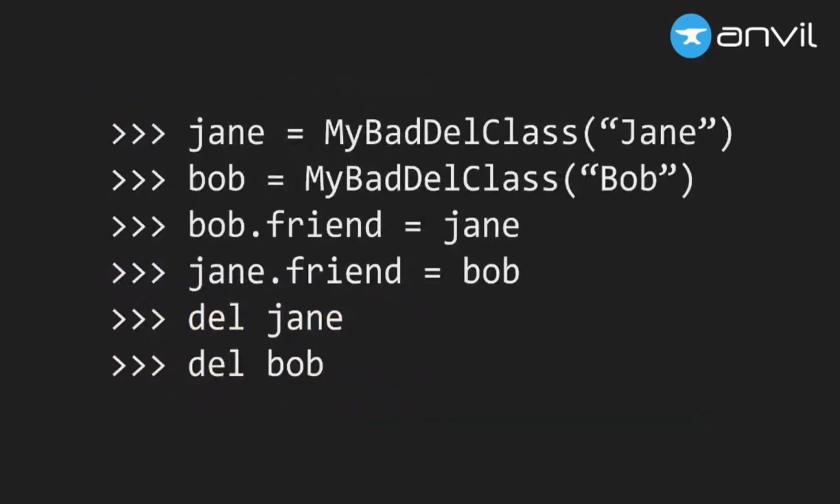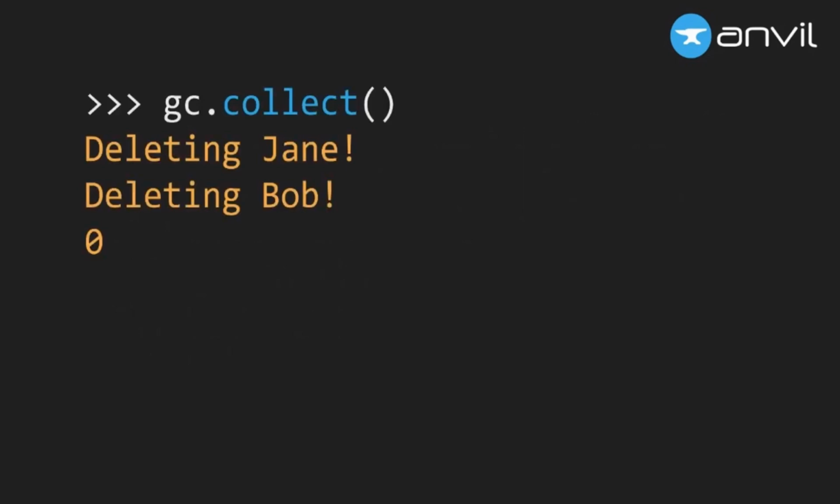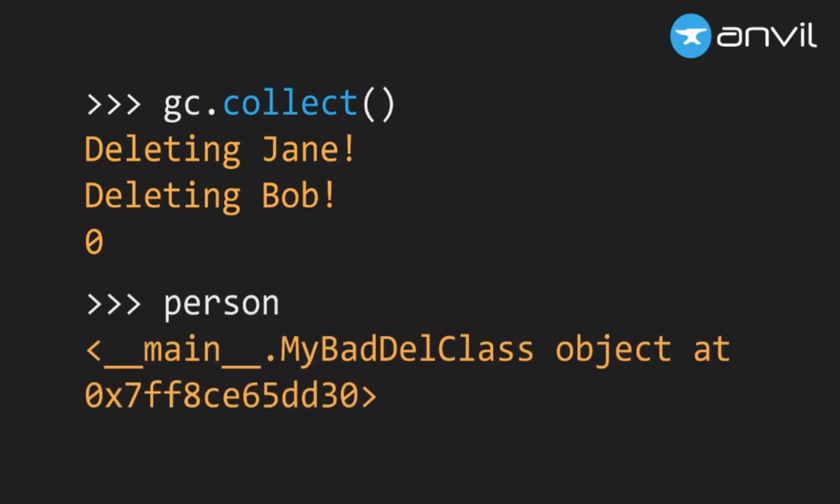So again, cyclic isolate, same situation. Bob and Jane are friends, we delete them. And what happens if we call the garbage collection now? It calls their finalizers, and you can see that it has by those print statements, but then it says 0. Nothing's been deleted. And this is because there is a pointer outside the cyclic isolate. It's not isolated anymore. The way we can see this is if we reference this new global variable person, we can see it's an instance of that class.